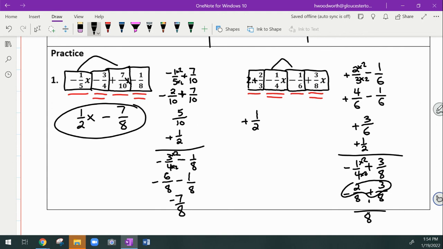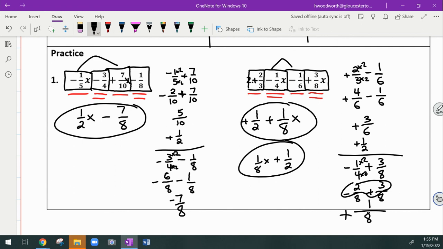-2 plus a 3. That's going to be +1 plus 1/8. So plus 1/8, and don't forget, remember these are my x terms, so I need to throw the x in. Now you could have also gotten this 1/8 x plus 1/2. That means the same exact thing. So you could have had this, or you could have had that. Good job.